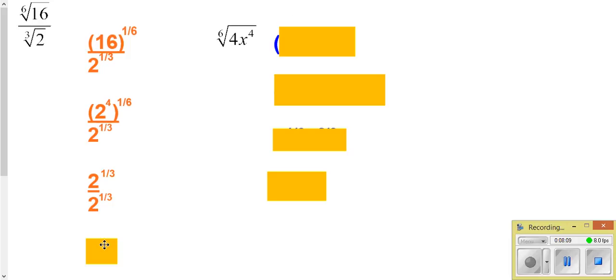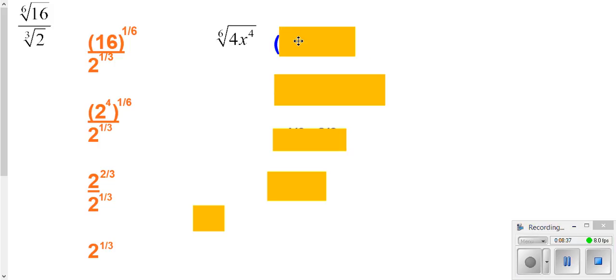And then 2 to the 1/3 over 2 to the 1/3 is, wow, some days the brain doesn't work right. Yes, it is a 2/3 power, and 2 to the 2/3 over 2 to the 1/3 is just a 2 to the 1/3. Try these last three problems on your own and then watch the video.